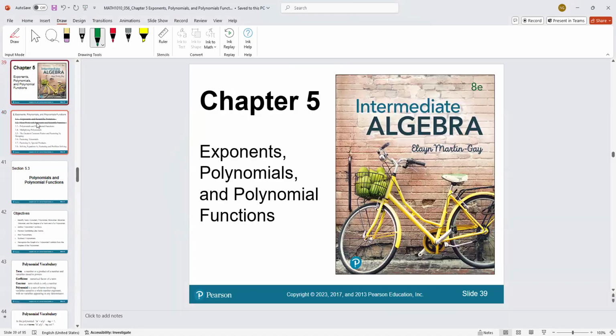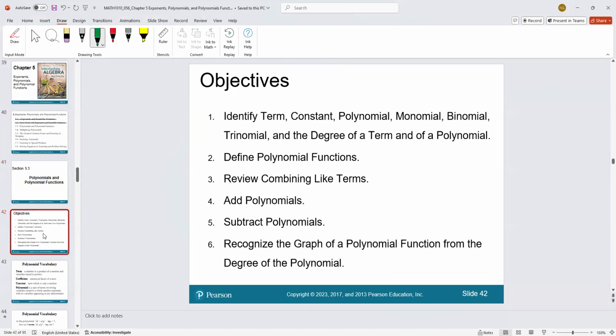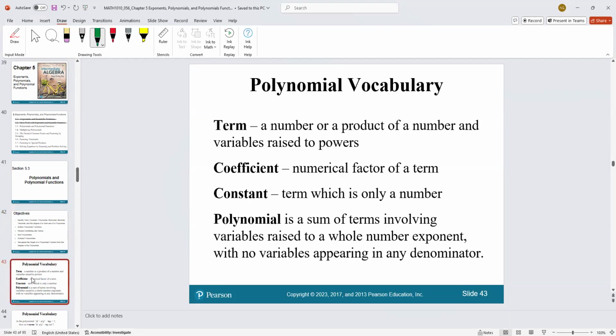In this video, we're going to continue with chapter 5, exponents, polynomials, and polynomial functions. But most of all, we will focus on the third section, polynomials and polynomial functions. The objectives are to identify term, constant, polynomial, monomial, binomial, trinomial, and the degree of a term and of a polynomial. We will define polynomial functions. We will review combining like terms, add polynomials, subtract polynomials, and recognize the graph of a polynomial function from the degree of the polynomial. So without further ado, let's start.